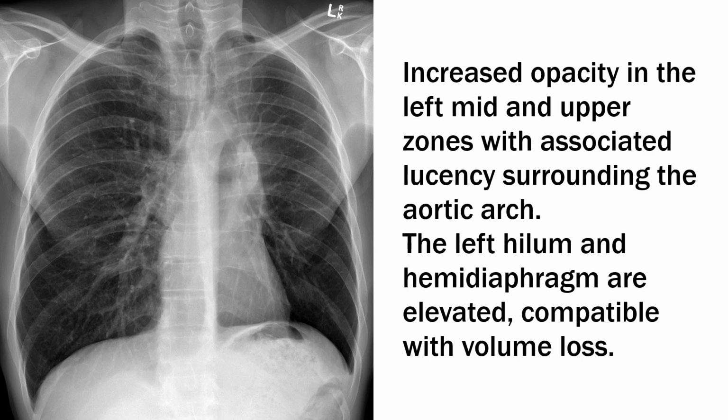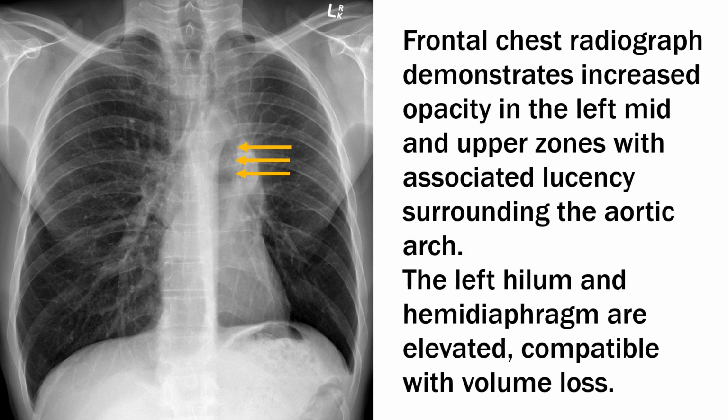This frontal chest radiograph demonstrates increased opacity in the left mid and upper zones, with associated lucency surrounding the aortic arch. The left hilum and hemidiaphragm are elevated, compatible with volume loss. The lucency is marked with arrows.